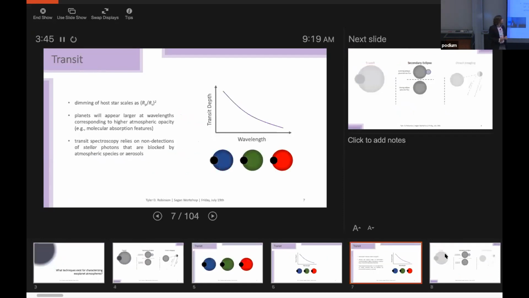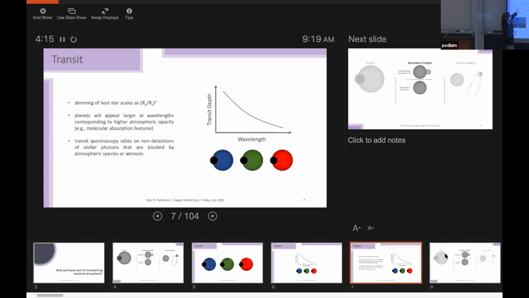To say a little bit more about that, overall, the scale of the dimming of the host star goes as the radius of the planet squared divided by the radius of the star squared. It's just geometry. Planets are going to appear larger at wavelengths that correspond to regions of atmospheric opacity, so I'm thinking about things like molecular absorption features. If you do detect that a planet is larger at some wavelength than at some other wavelength, that's telling you something about wavelength-dependent opacity in the atmosphere of that planet.